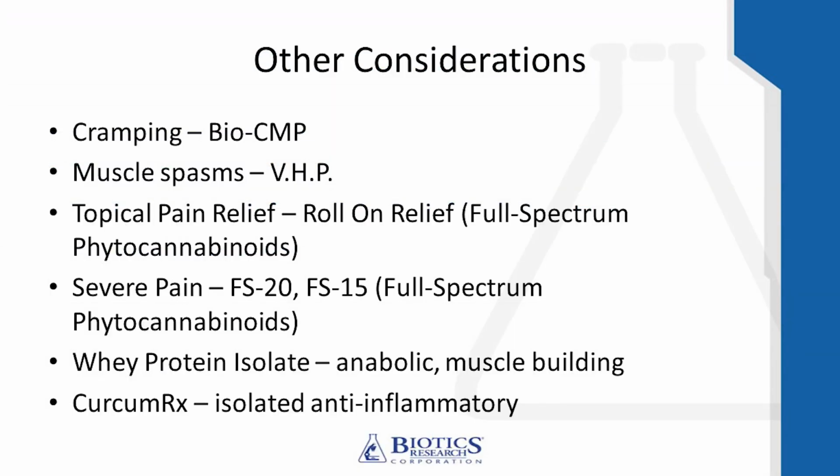Other considerations. I put this list in because this is going to be your default list when somebody's complaining about these things. If someone has cramping, the BioCMP, this is calcium, magnesium, and potassium that we're looking at here. I want to show you something interesting on that too. Muscle spasms, VHP, valerian, hops, passion flower is what that acronym stands for. Those are all neuroinhibitory compounds.